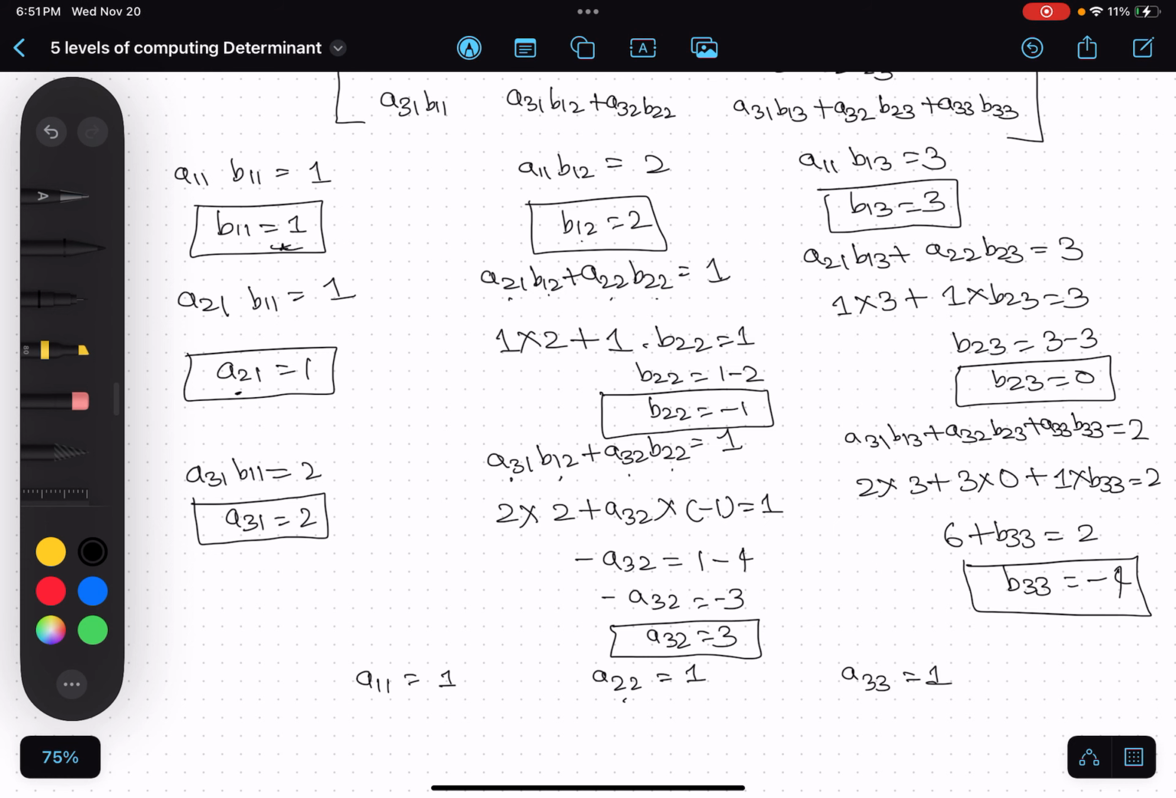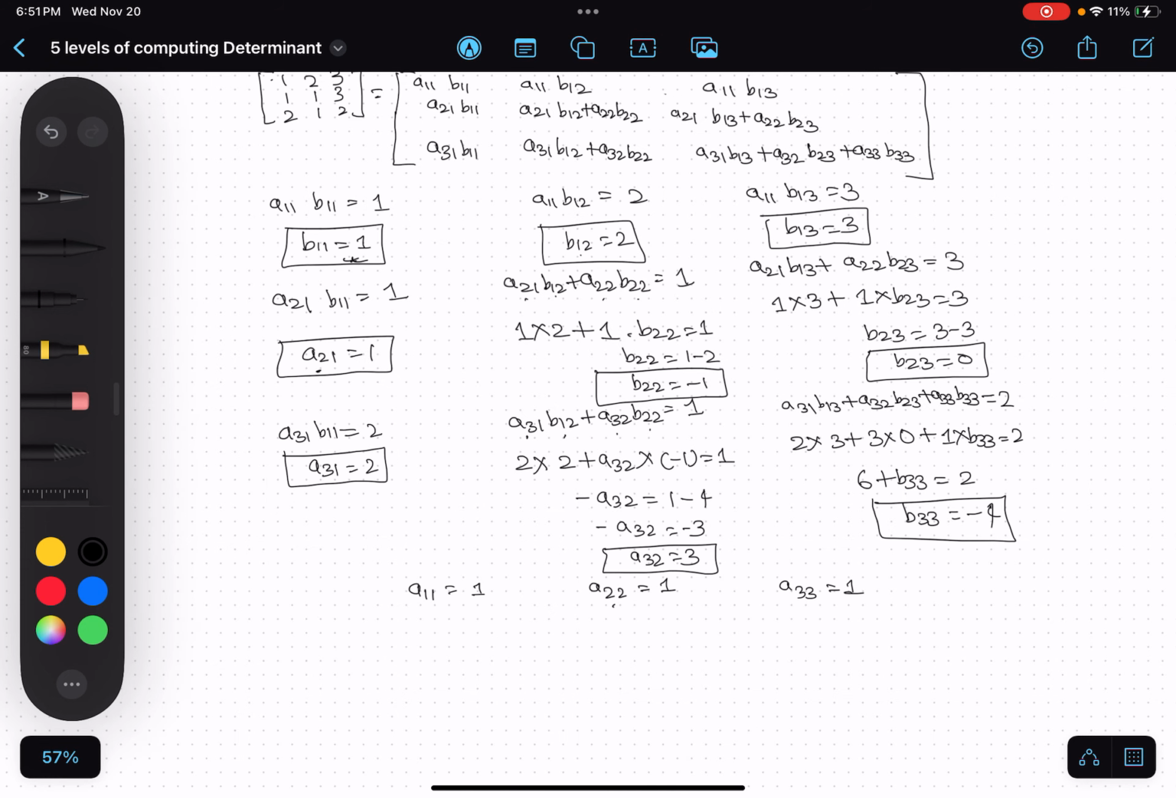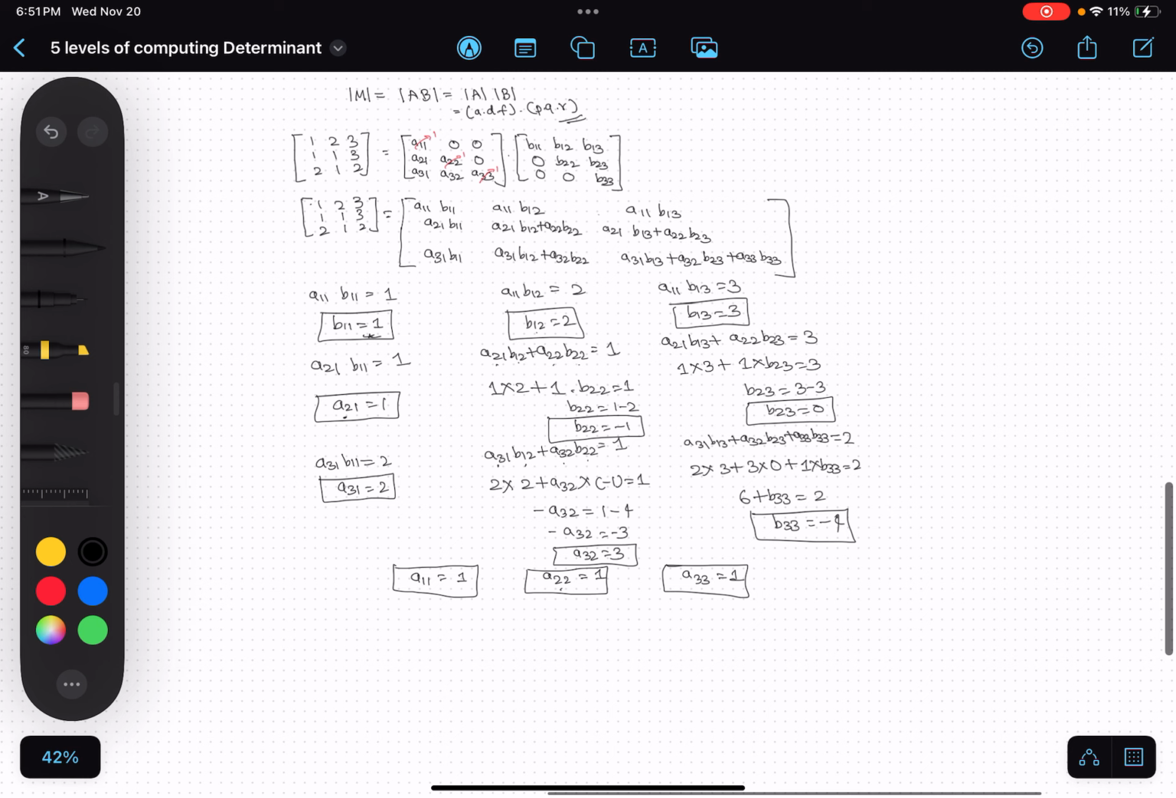So we have all these numbers, right? So we solved for all 9 variables. Basically we have over here all 9 variables now, right? 1 2 3 4 5 6, sorry, all 12 variables, right? Now if we have all these 12 variables, I can write this matrix 1 1 2 2 1 1 3 3 2 as a product of lower triangular and upper triangular matrices.